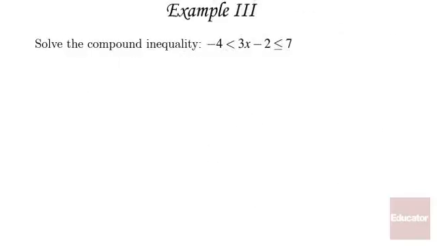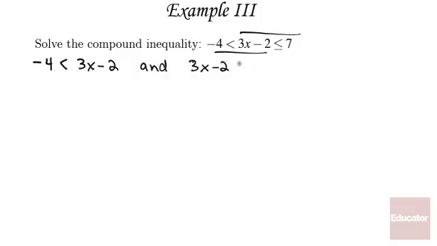In the third example, I have a compound inequality, and this time I'm going to have to really look at it and understand that they didn't use the word and, but the way it's written is implying that the word and is there. It means the same thing. What they're saying is that this entire expression, 3x minus 2, is greater than negative 4, and it's also less than or equal to 7.